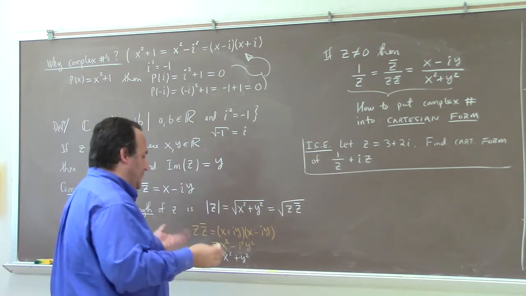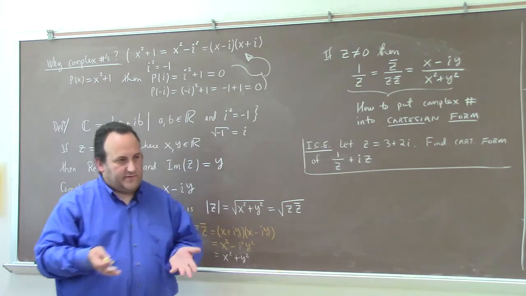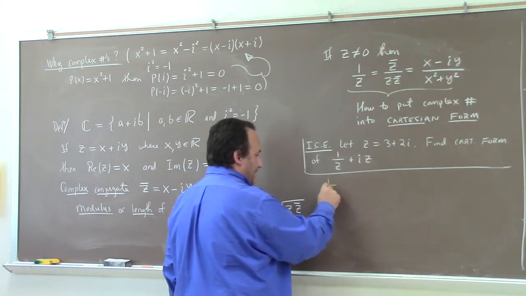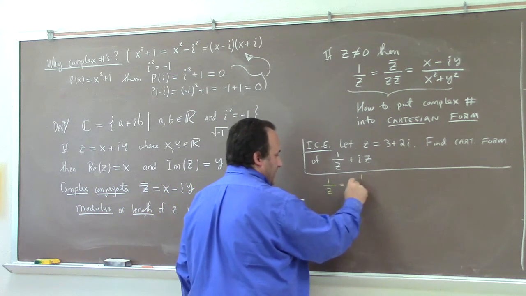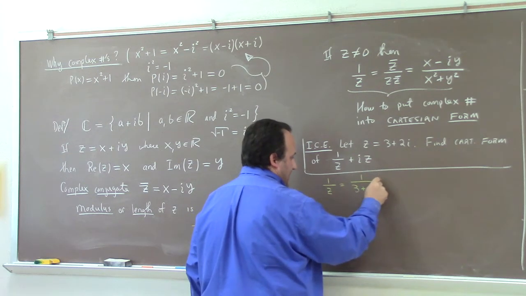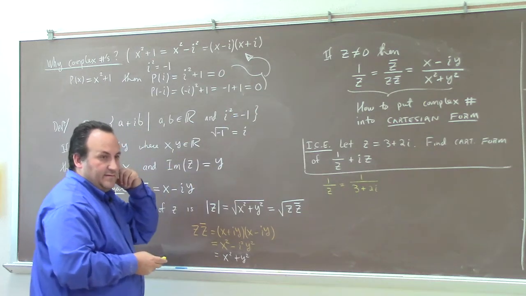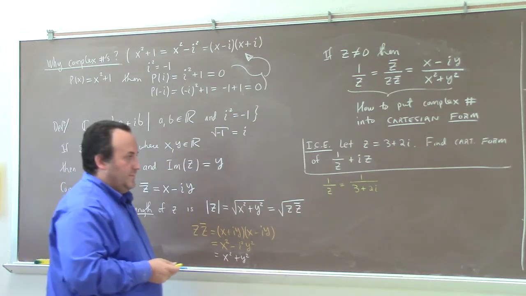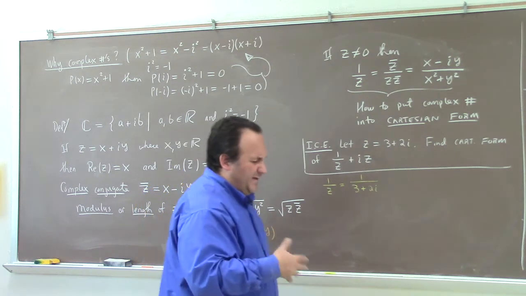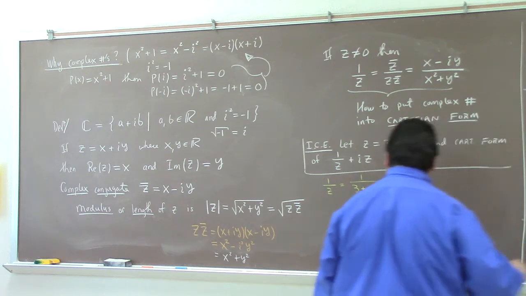So let's break it into pieces, right? Let's try the reciprocal part first. How would you do 1 over z? 1 over z, 1 over 3 plus 2i. How do we put that into Cartesian form? Follow the thing right above, right? Remember that thing we did, rationalizing, like rational numbers or whatever?